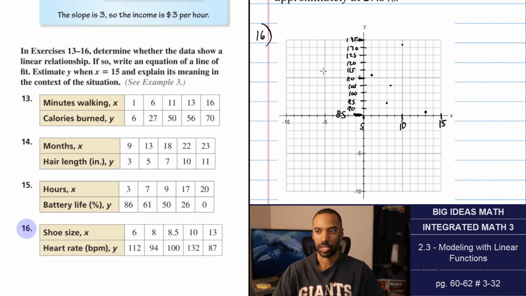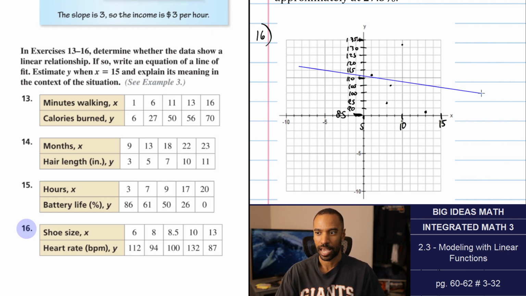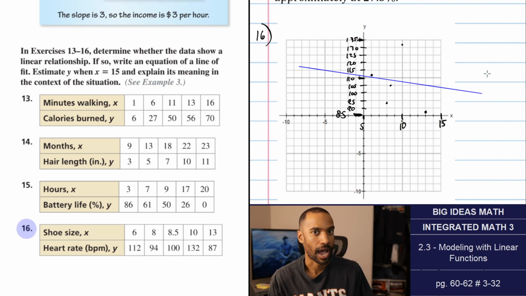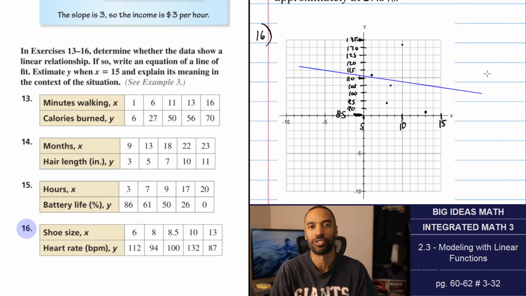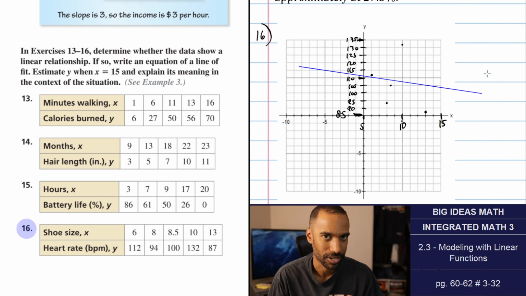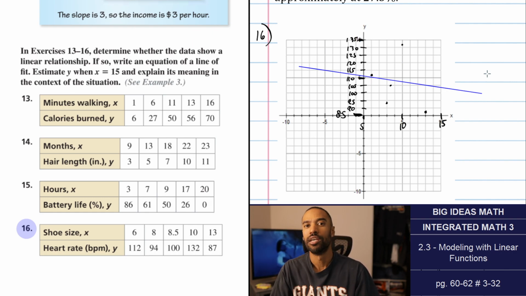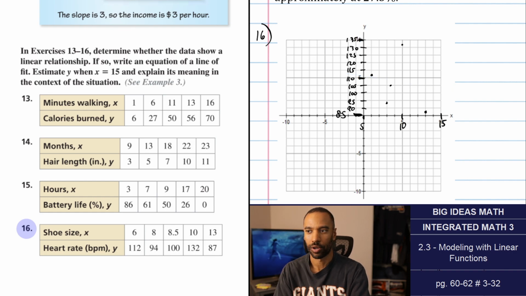You can draw a line that best fits the data, maybe it's like that, I don't know what it is. But the correlation is not strong. And I was saying, even if there's correlation, it's not going to indicate causation, guys. Having a larger shoe size is not going to indicate higher heart rate or something like that. There may be some links to that, but here, there's truly no correlation.